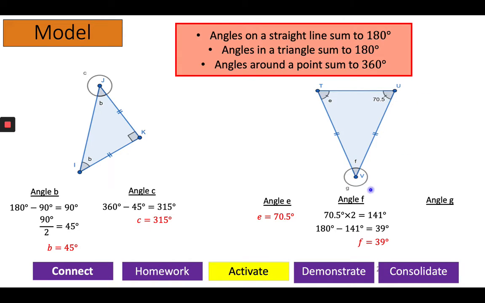Angle G is around a point with angle F, so we just have to take 360 degrees minus 39, and we get 321.